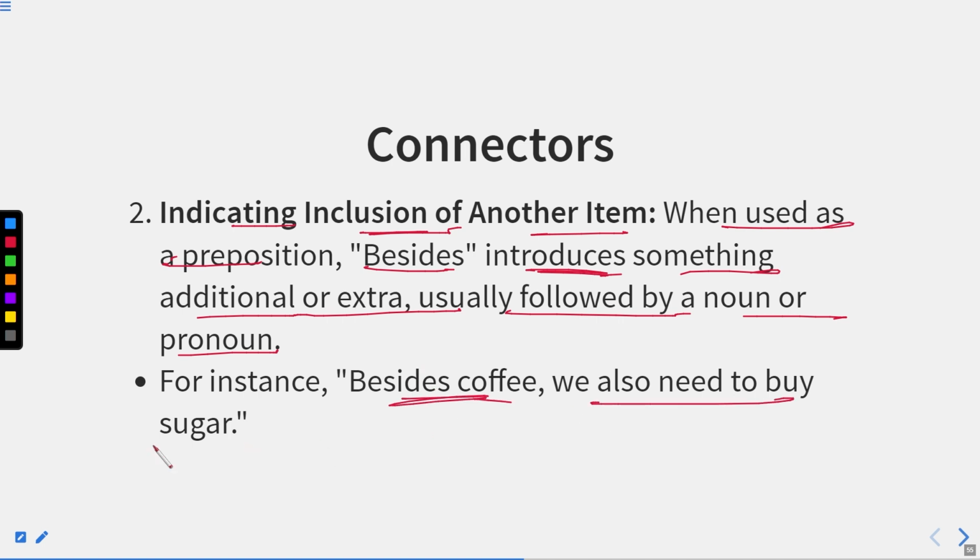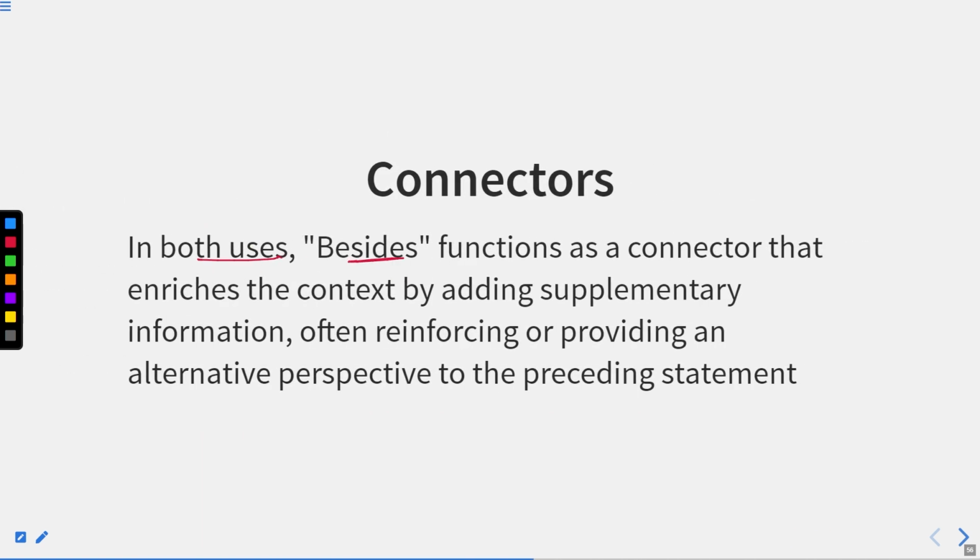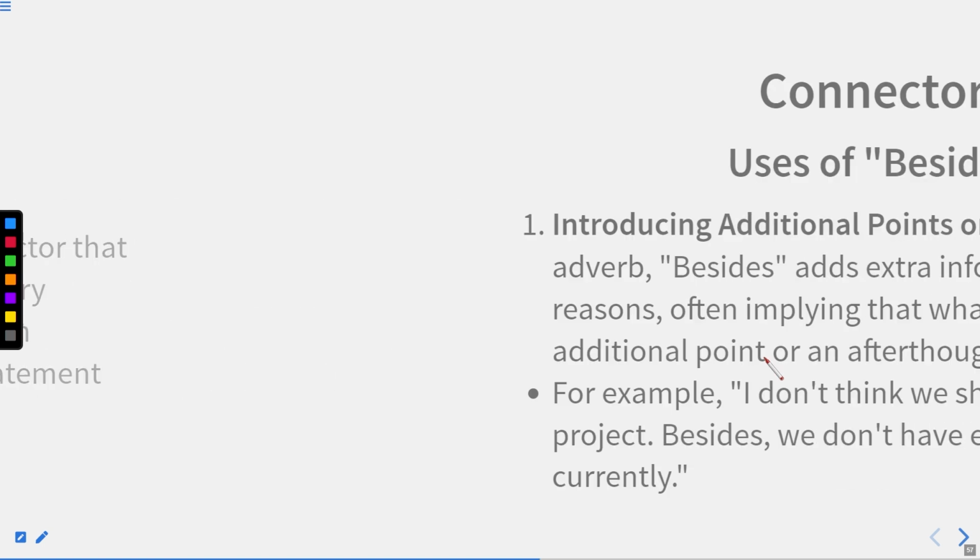Besides coffee, we also need to buy sugar. Okay, so besides coffee, it means though we have coffee, we also need to buy sugar. So we have to buy coffee, another thing that we need to buy with it, that is sugar. So we have to buy these two things. So we are highlighting coffee, but we are making it clear that sugar is also important to be bought. In both uses, besides functions as a connector that enriches the context by adding supplementary information, often reinforcing or providing an alternative perspective to the preceding statement.